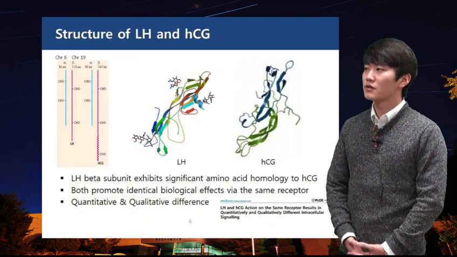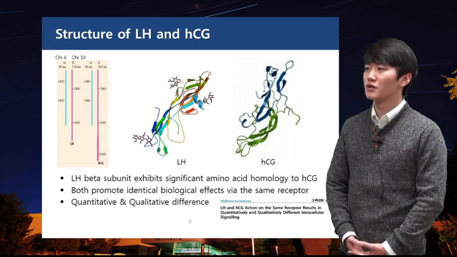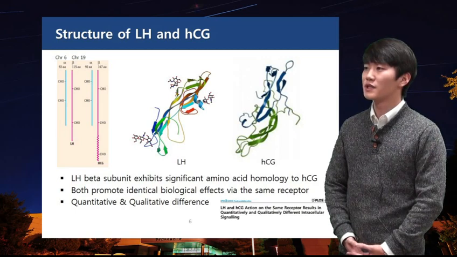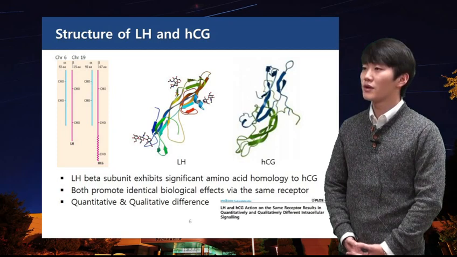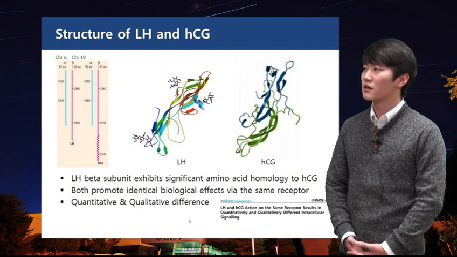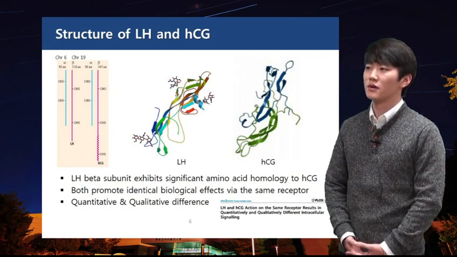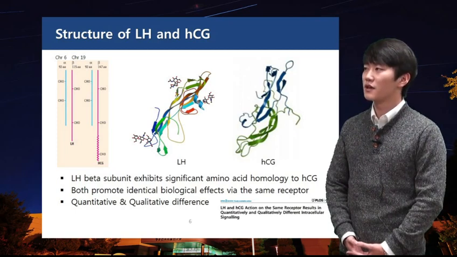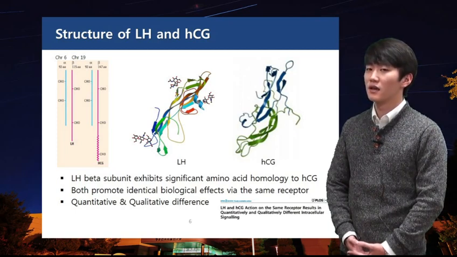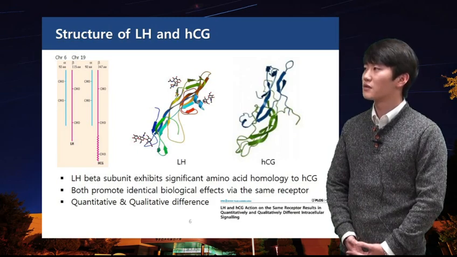Next is the structure of LH and HCG. The gene coding for the beta subunit of LH exhibits significant amino acid homology to HCG. So both hormones act via the same receptor and promote similar biological effects. According to an article published last year, they act on the same receptor but result in quantitatively and qualitatively different effects. But overall, we'll focus on their similar roles in this lecture.